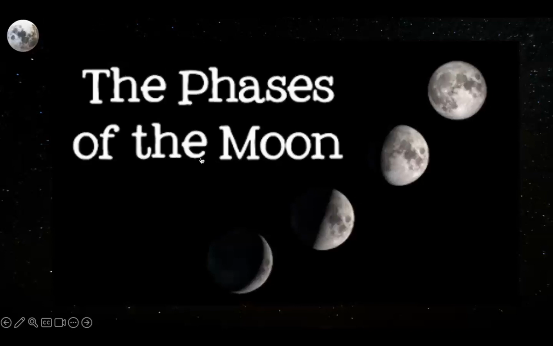Now, a natural satellite is a smaller body that orbits around a larger body. The moon is Earth's closest neighbor, and is its natural satellite. The moon orbits, or travels, in an anti-clockwise direction around the Earth within 29.5 days. The time taken for the moon to orbit around the Earth is called a lunar month. As it orbits the Earth, we see different phases of the moon.